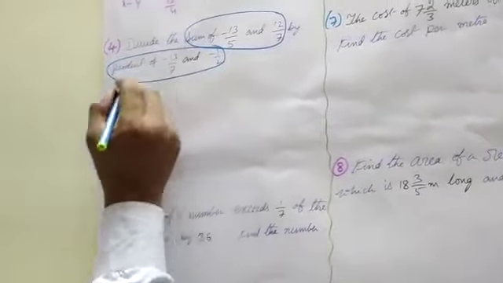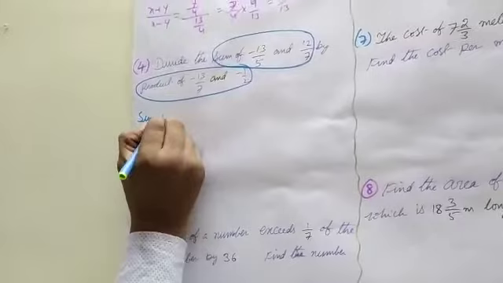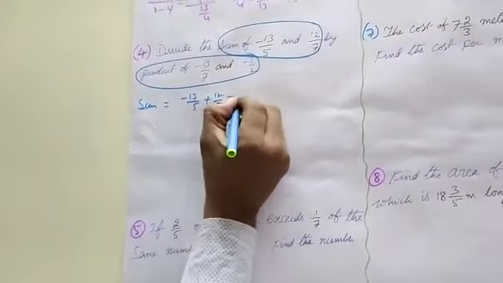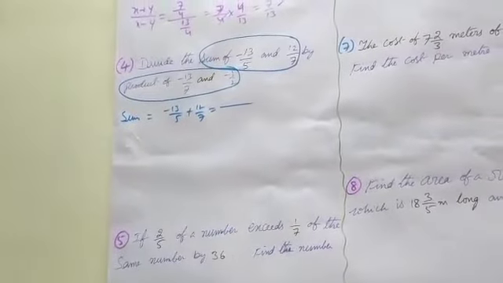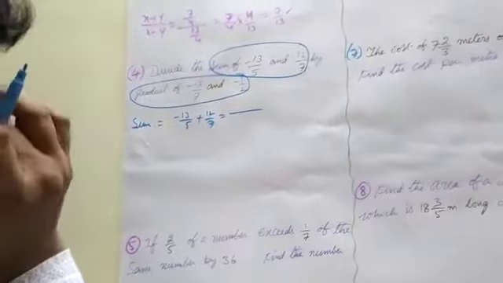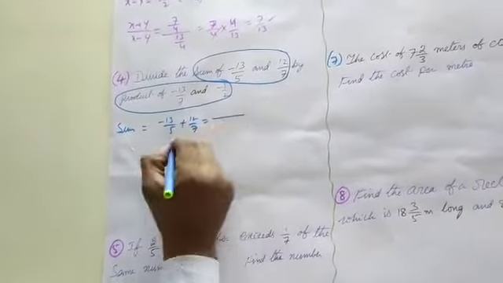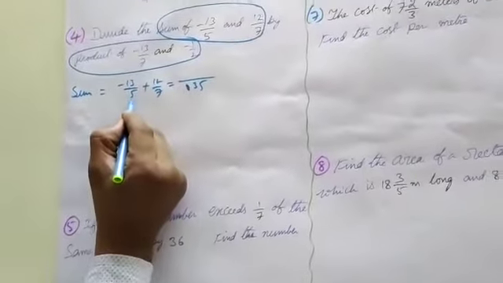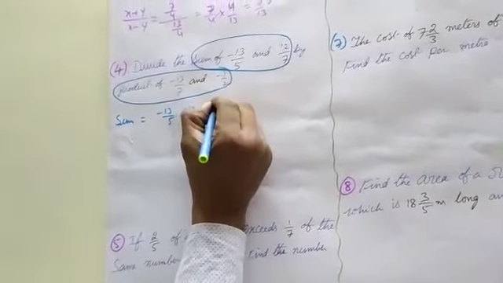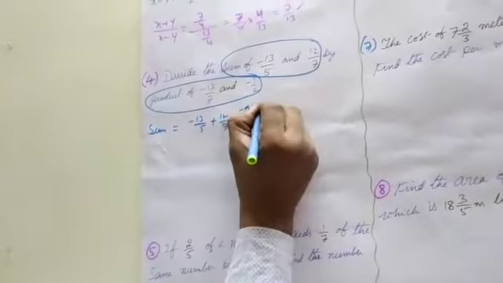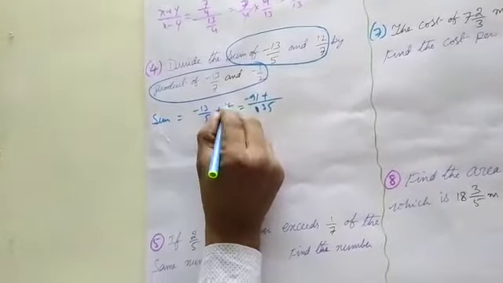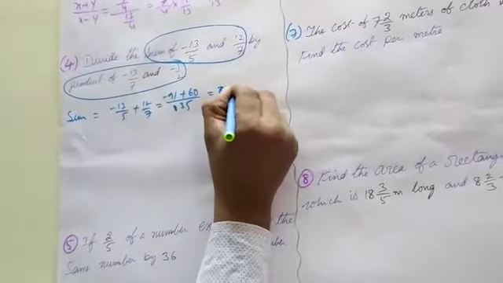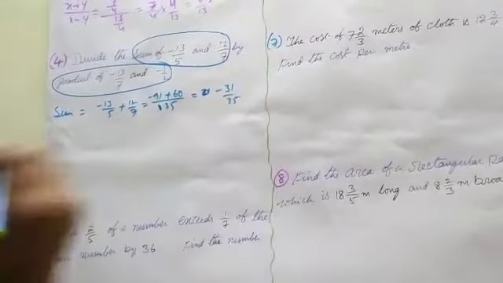See, first of all, the sum. What is the sum? Sum is equal to minus 13 by 5 plus 12 by 7. Therefore, what is the LCM? 5 comma 7. 5 is a prime number, 7 is a prime number. The LCM of two prime numbers is the product of those numbers. Therefore, 5 7s are 35. 35 divided by 5, 7. 7 into 13, 91. Plus 35 divided by 7, 5. 5 into 12, 60. That is equal to minus 31 divided by 35.